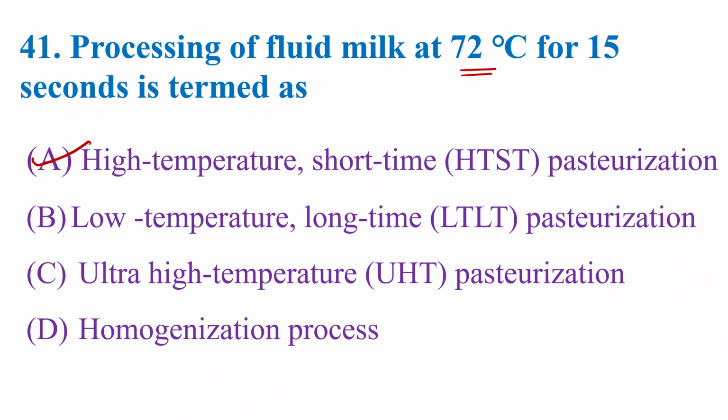HTST pasteurization process. The purpose is to destroy the pathogenic bacteria while retaining the quality. Whereas for LTLT, the temperature is 63 degrees Celsius for 30 minutes. And for UHT, it's around 135 to 150 degrees Celsius for just 1 to 2 seconds. Whereas homogenization is not a heat treatment, it's actually a mechanical process. So correct option is option number A.